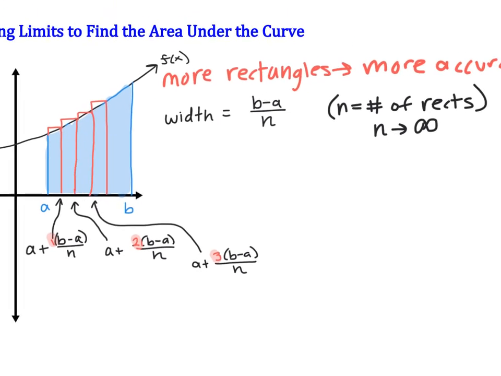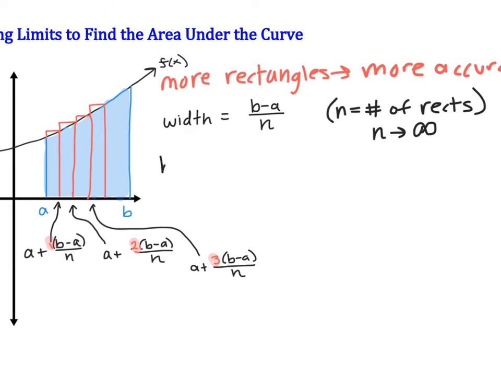So let's see if we can write this as a height. So we need to evaluate this function f of x at these x values. So it's going to be f of a plus i times b minus a over n. So remember, this b minus a over n is just the width of each of our rectangles, and this is just our starting interval. So now we have a way to describe the width, and we have a way to describe the height.